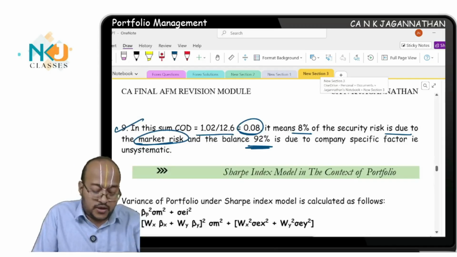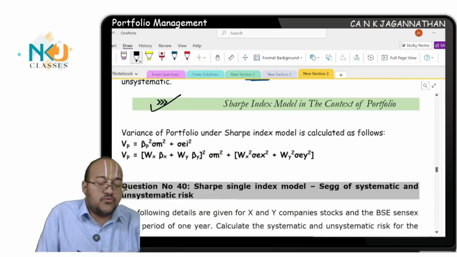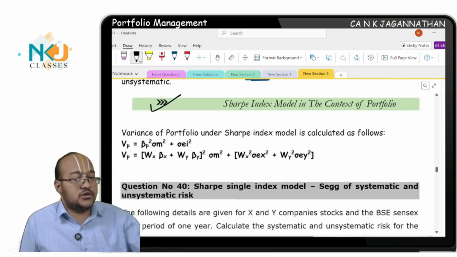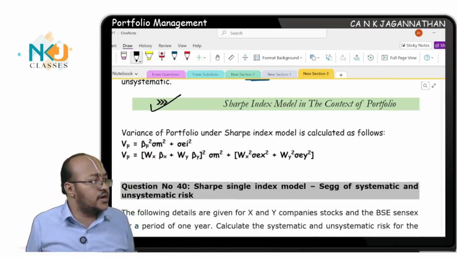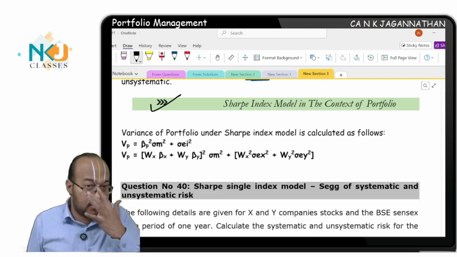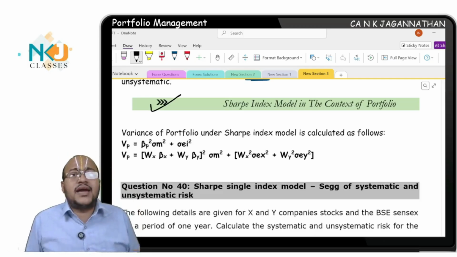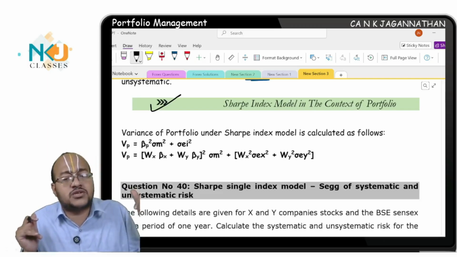Okay. Now what we are understanding is how to find out portfolio risk. Now we understood individual securities' return and risk, na? Now portfolio return and risk we need to find out. Portfolio return, again, is nothing but the weighted average return of the individual securities inside the portfolio.